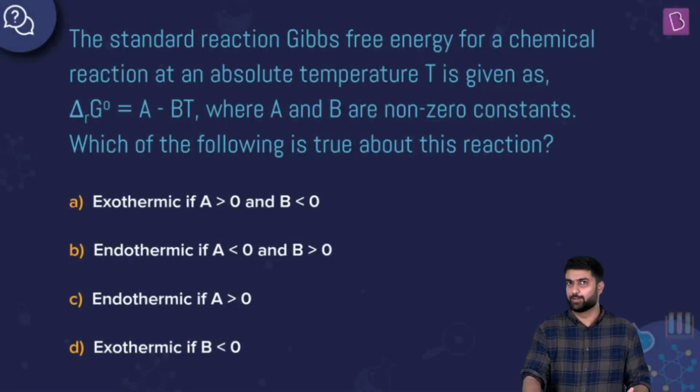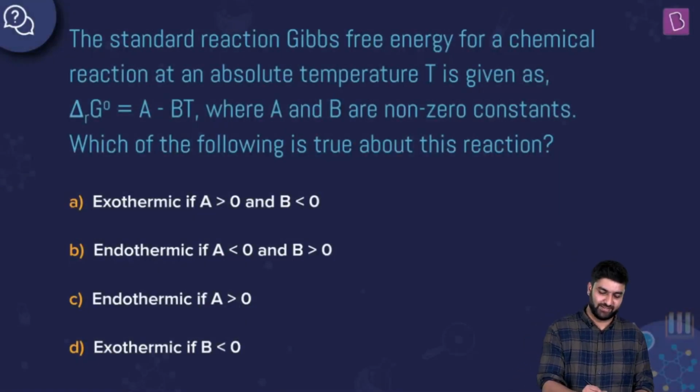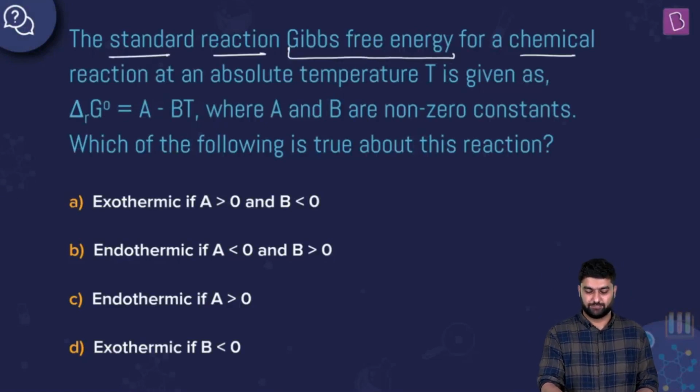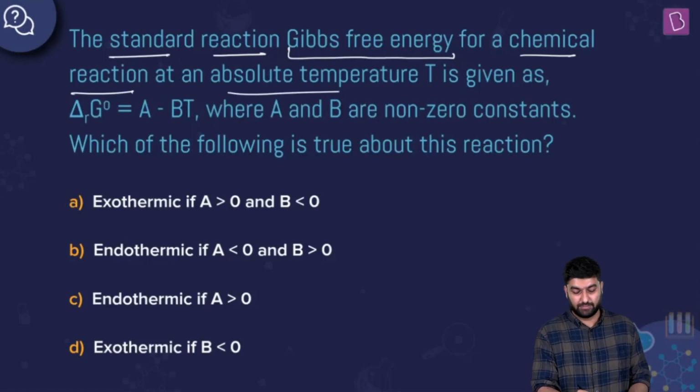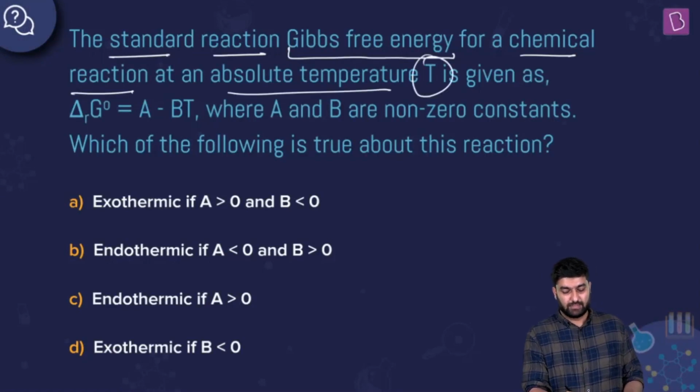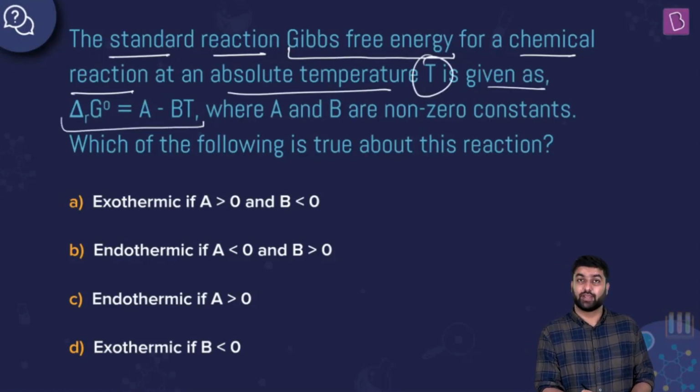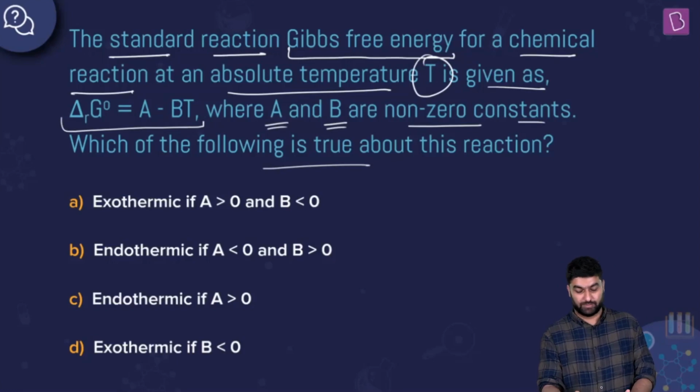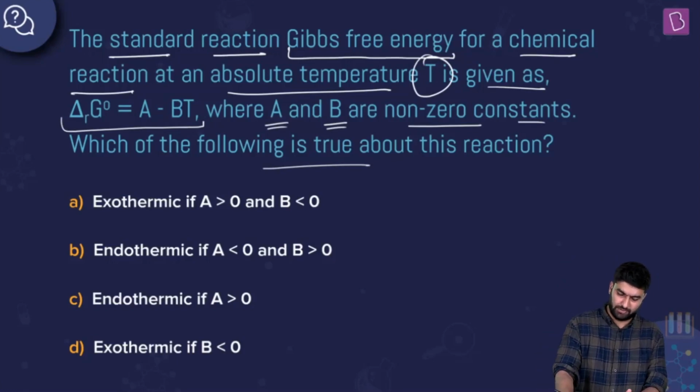All right, let's take a look at this question, right? Okay. It's saying the standard reaction Gibbs free energy for a chemical reaction at an absolute temperature T is given as this equation, correct? Okay. Where A and B are non-zero constants, which of the following are true? Okay. Exothermic, endothermic. Oh, okay, fine.